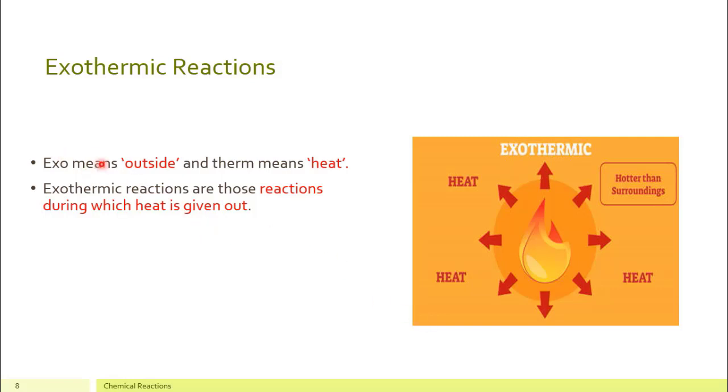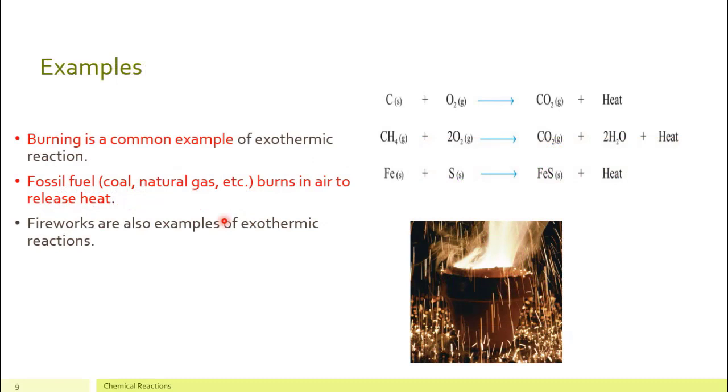The word exo means outside and therm means heat, which is obvious that heat will be released in this reaction. As you can see from this picture, heat is released into the atmosphere, into the surroundings. Exothermic reactions are those reactions during which heat is given out or heat is released. Now we are going to discuss some examples of exothermic reactions.